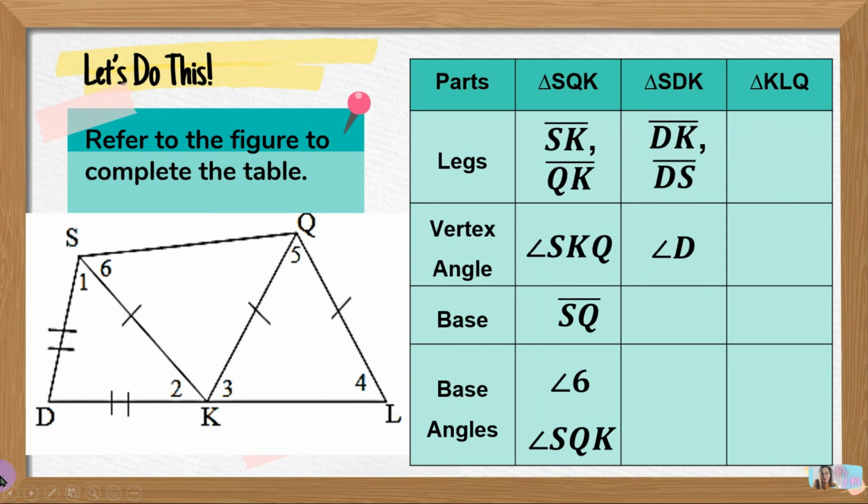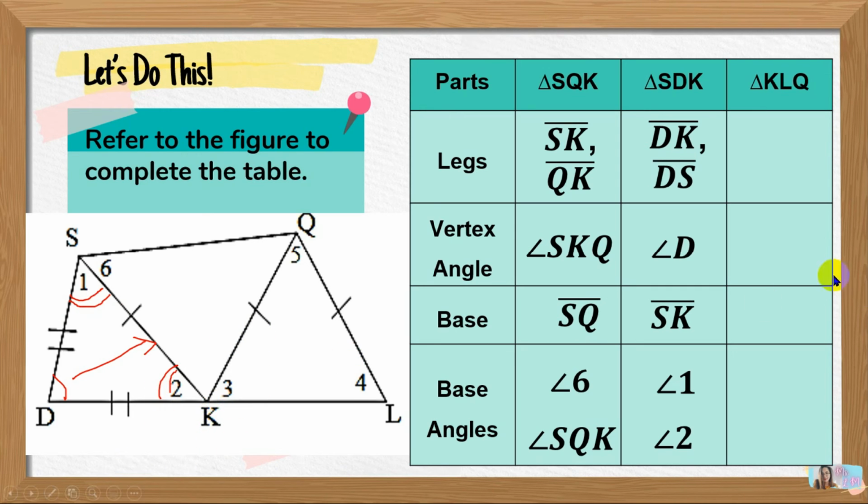Okay? Next, the base. Which is the side opposite to the vertex angle? That is the base. So, if our vertex angle is angle D, its opposite is this side. So, the base is side KS or SK. And then, for the base angles, what angles do we find? Included between the leg and the base. So, we have angle 1 and angle 2. We can use the numbers as names for these angles because those are indicated in our figure. Okay? So, angle 1 and angle 2 are the base angles.